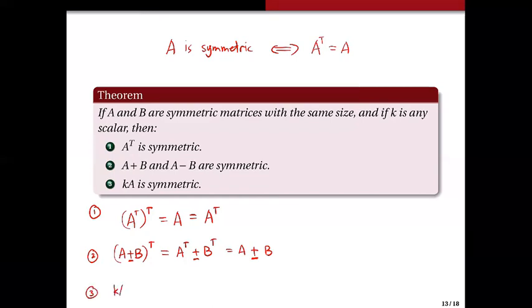For number 3, you have the scalar product K times A. That's also symmetric. So again, you want the transpose of KA. Our formula for the transpose of a scalar times A is just K times A transpose. And then A is symmetric, so A transpose is just A. So KA transpose is equal to KA. So KA is symmetric. Okay? Question on this?